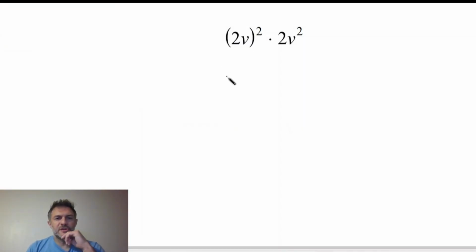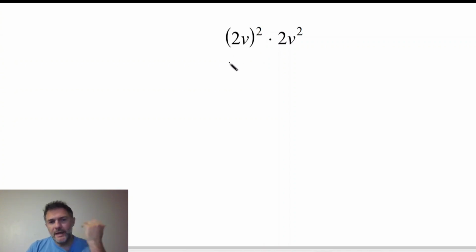The first expression I have here is the quantity 2v to the 2nd power times 2 times v to the 2nd power. When I say the quantity, I'm referring to something inside of a parentheses. It's just a verbal description of what's happening. If I didn't say the quantity, if I just said 2v to the 2nd power, you might think that only the v is being raised to the 2nd power, but they both are being raised to the 2nd power. That's the power of products rule.